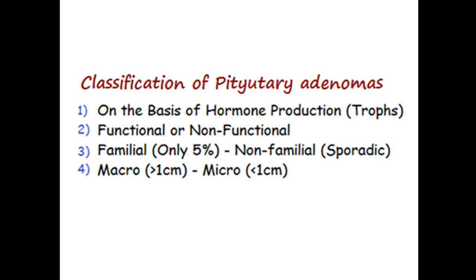Adenomas are also classified on the basis of whether they are non-functional, which will cause only the mass effects, or if they are functional, then there will be excess secretion of the hormones and their effects. Adenomas are also classified as familial, that run in families and are associated with inherited genetic mutations, and the non-familial adenomas which arise sporadically. Adenomas are also classified as large adenoma or macroadenoma, when the adenoma is more than 1 centimeter in diameter, and microadenoma are small adenomas in which the tumor is less than 1 centimeter in diameter.